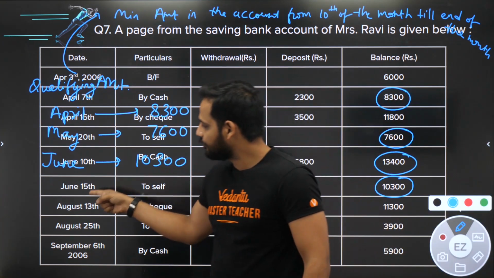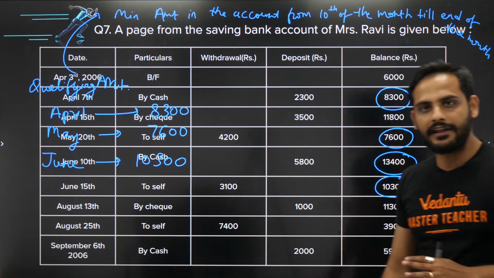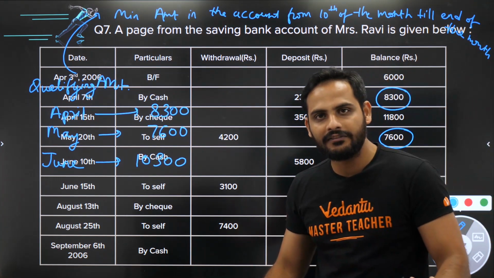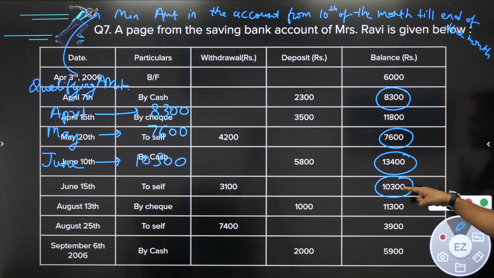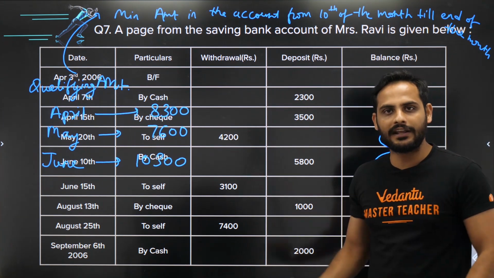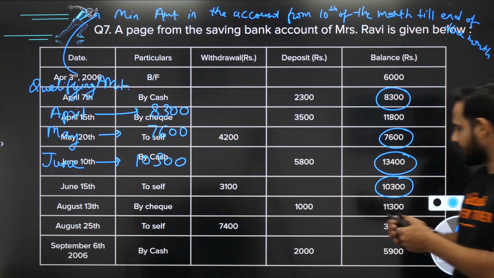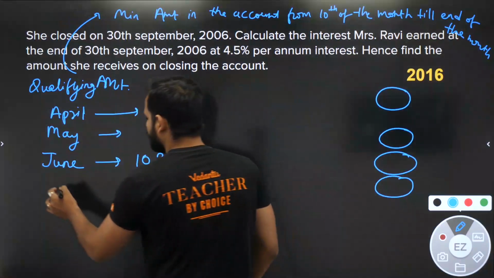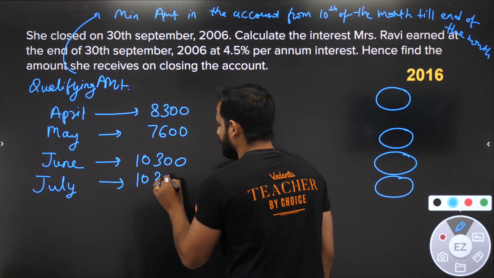Then after June, directly we are getting August. That means in July, no activity. So the amount on June 15th was 10,300, and during July also, since I have not taken anything out or deposited anything, the same amount will be there in the account. So for July also I will say it will be 10,300.